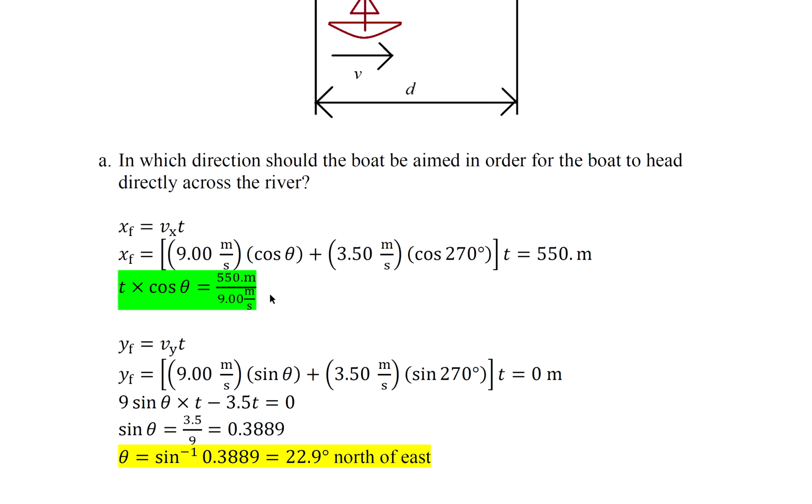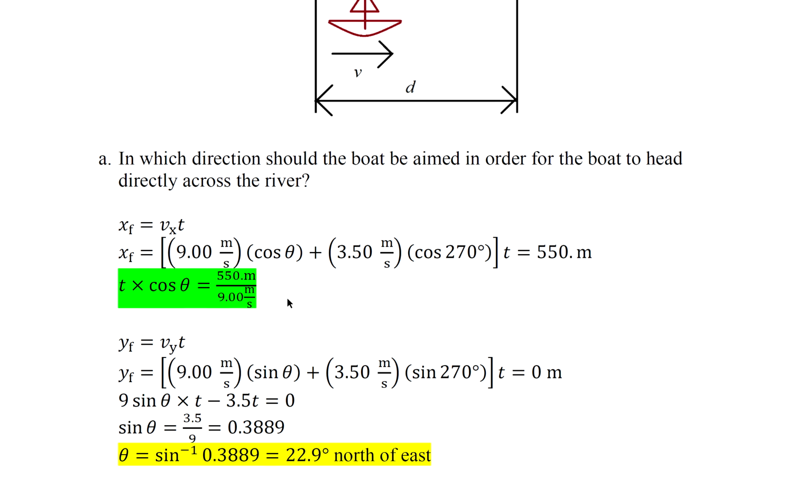And this equation, the one in green, is not necessary. So we just look at the second equation. The second equation says y final, which is the vertical distance, equals v sub y times t. We want y final to be 0, because the boat doesn't go up or down.